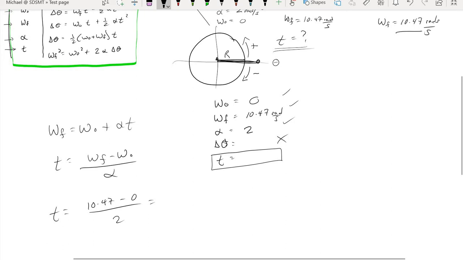Calculator time, we're going to have approximately 5.24 seconds.